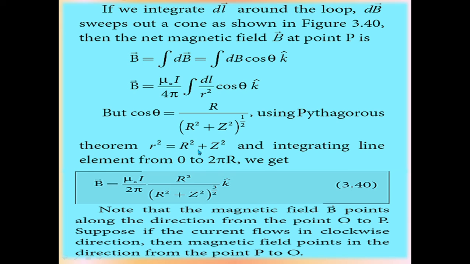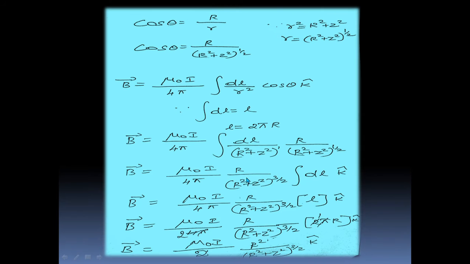Small r square is equal to r square plus z square, and integrating the line element from 0 to 2 pi r we get this step. B vector is equal to mu naught I divided by 4 pi, integration of dl by r square into cos theta into k cap. Since integration of dl is nothing but L, L is the circumference of the coil. L is equal to 2 pi r.